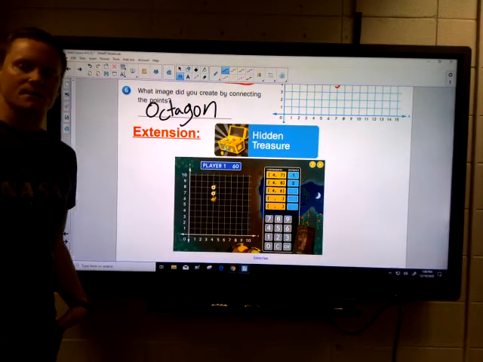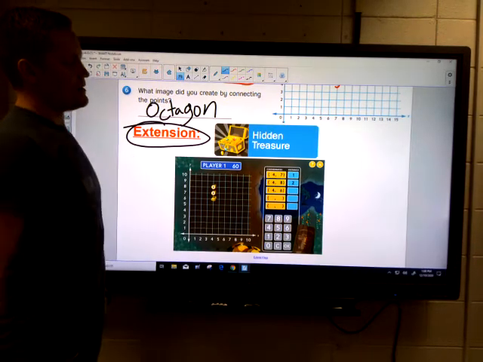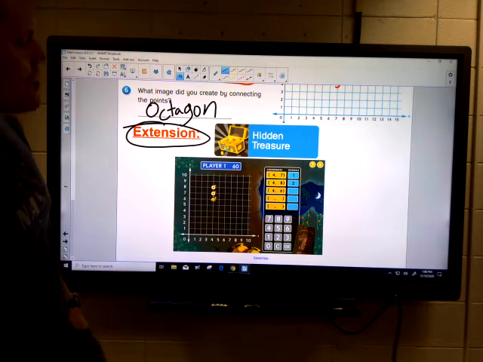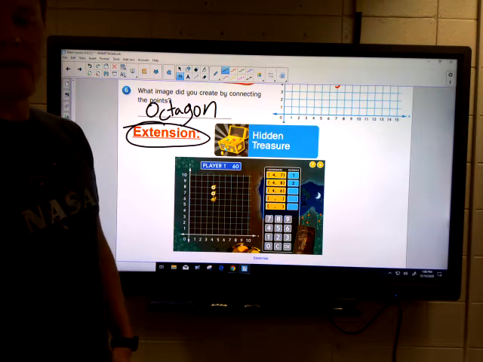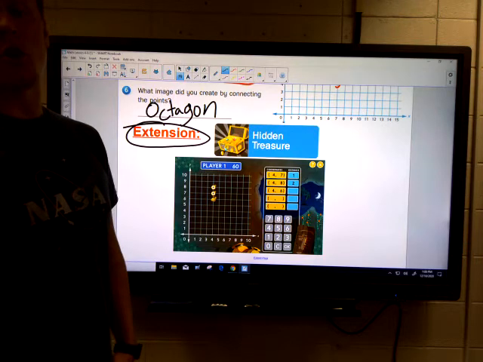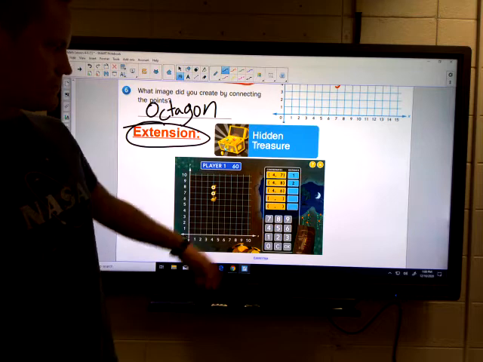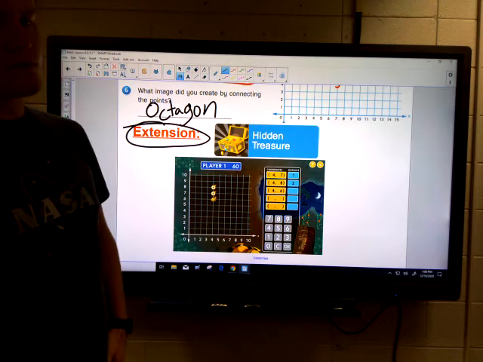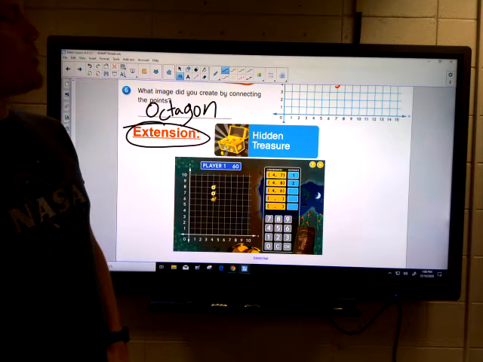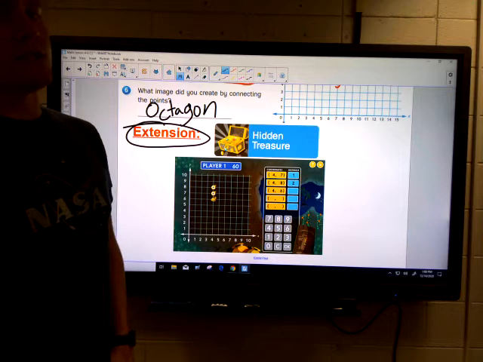And to end our lesson today, there is a game called Hidden Treasure on Everyday Math. If you would like to play that with somebody maybe at home, that goes with ordered pairs, okay? So there's a game on the Everyday Math website to help you out as well if you need more practice with that, okay? Questions?